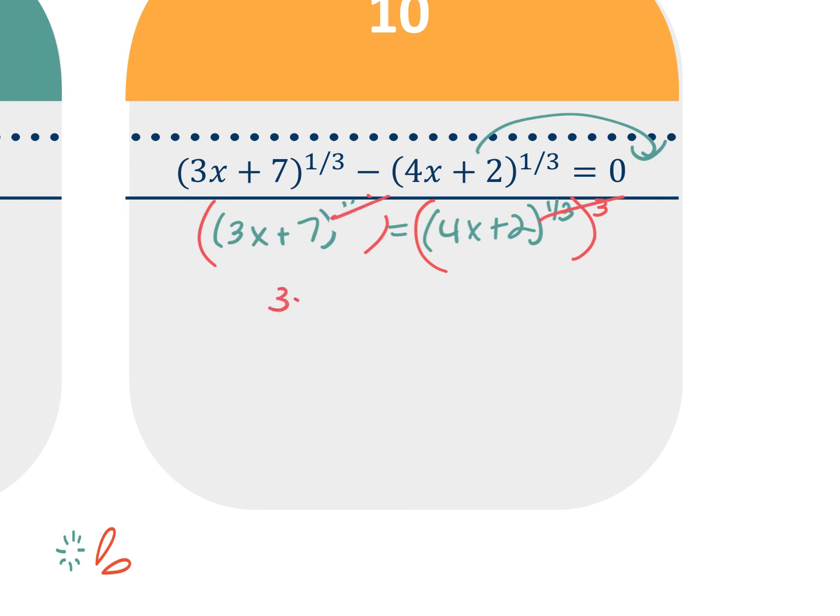So this is just 3x plus 7 equals 4x plus 2. Subtract the 3x. 7 equals x plus 2. Subtract the 2. And x equals 5.